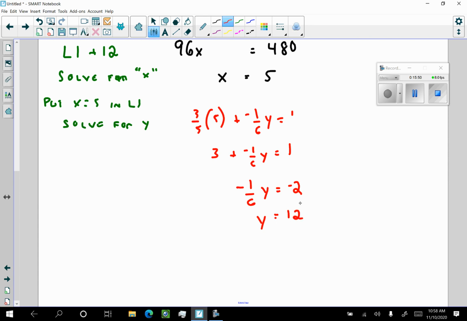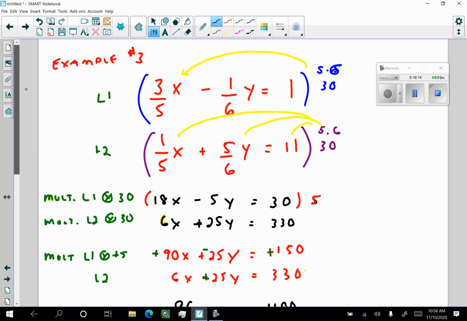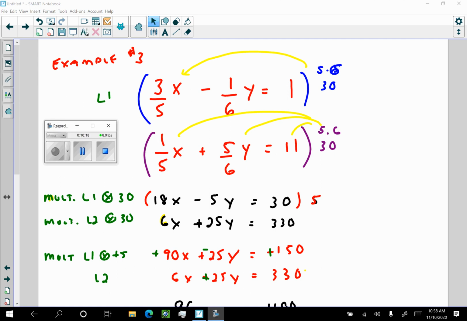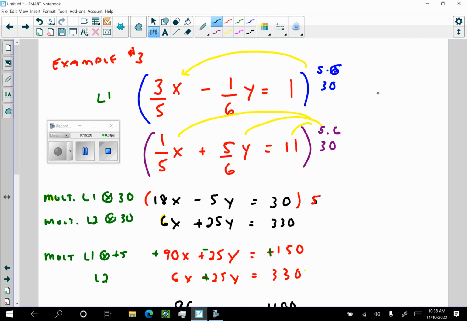So my solution then is 5, 12. Big numbers, not really. Nothing we cannot deal with. I think we can. And so what we're going to do now, we're going to check our solution. So let's jump up here, 5, 12. And we're going to get this rascal out of the way here, and we're going to check 5, 12.